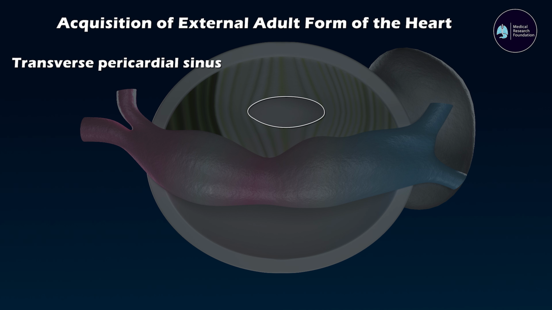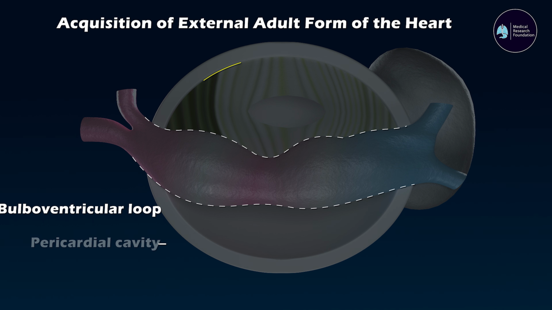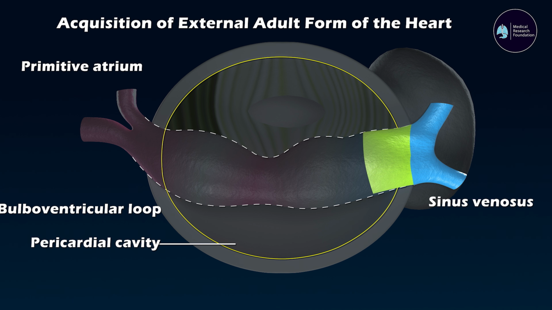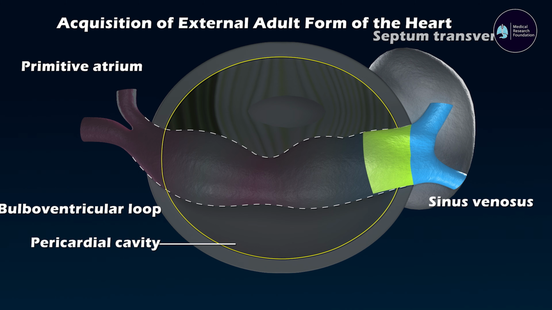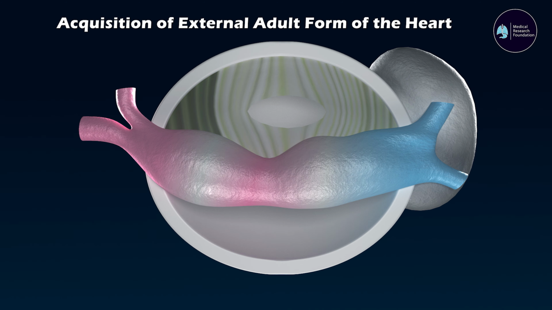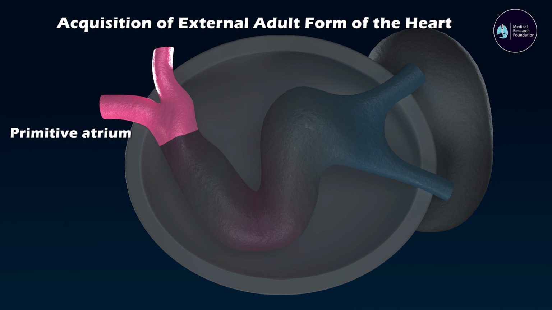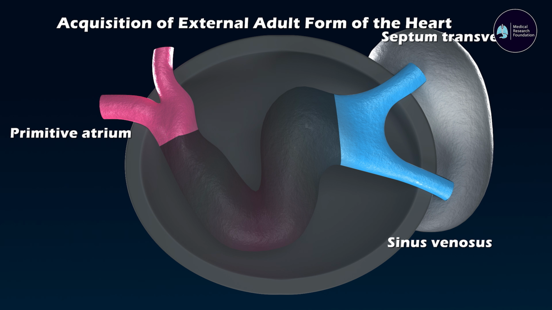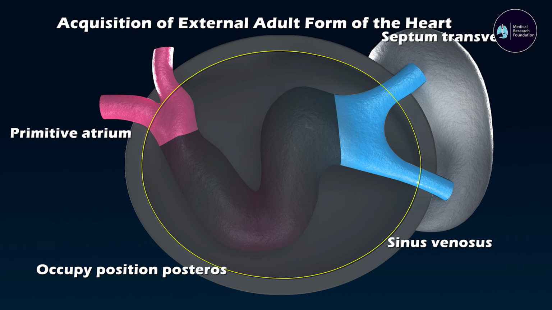As the transverse pericardial sinus forms, the bulboventricular loop lies free in the pericardial cavity, but the primitive atrium and sinus venosus lie outside the pericardial cavity, embedded in the septum transversum. As the primitive atrium and sinus venosus get freed from the septum transversum, they enter the pericardial cavity and occupy a position posterior-superior to the ventricle. The heart tube now becomes S-shaped.